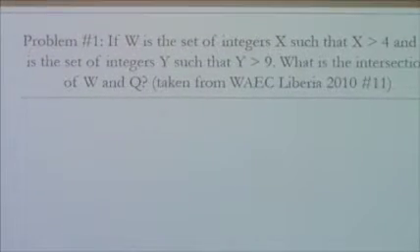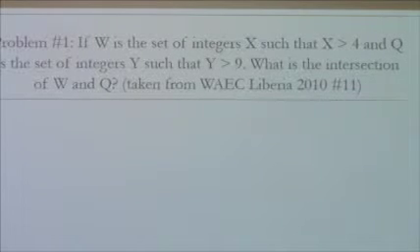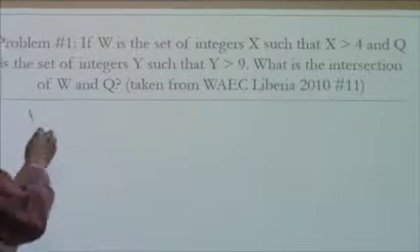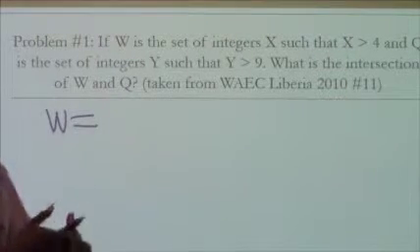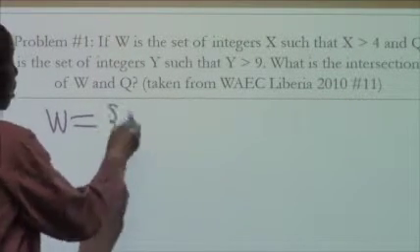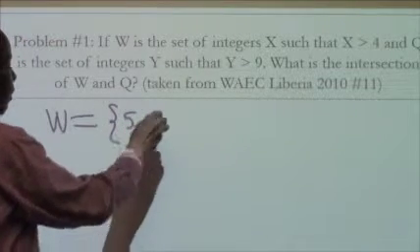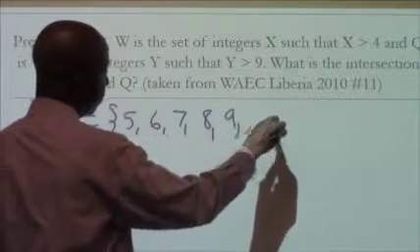So, a first problem we have to do here is taken from the WAEC Liberia 2010, problem number 11. Let's have a look. If W is the set of integers X such that X is greater than 4. So let's go to W. W is an integer, a positive or negative whole number, that's greater than 4. So what are the integers greater than 4? 5, 6, 7, 8, 9.